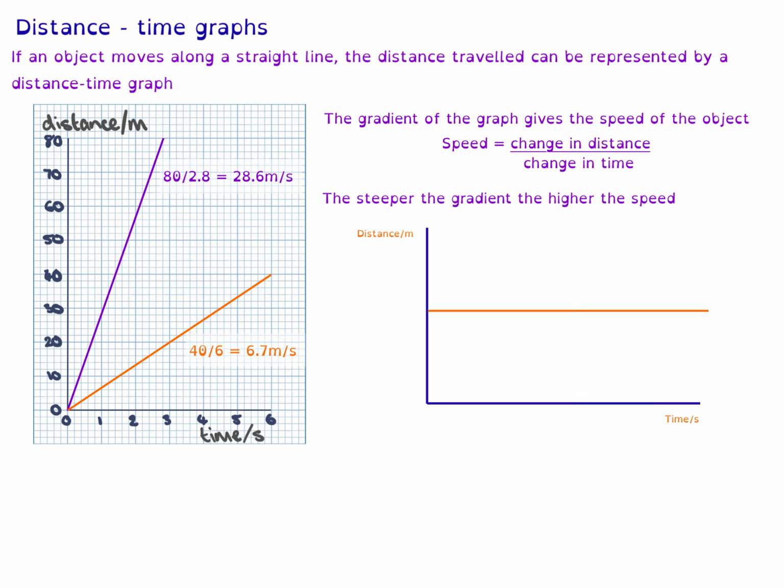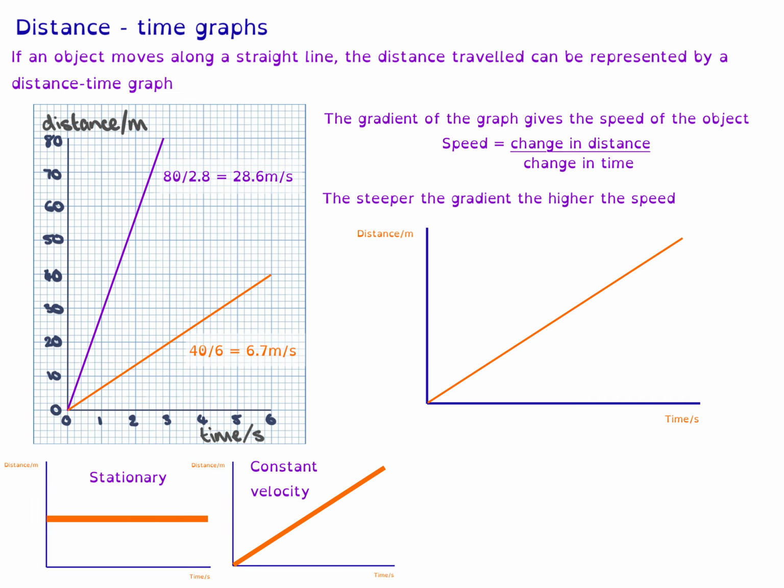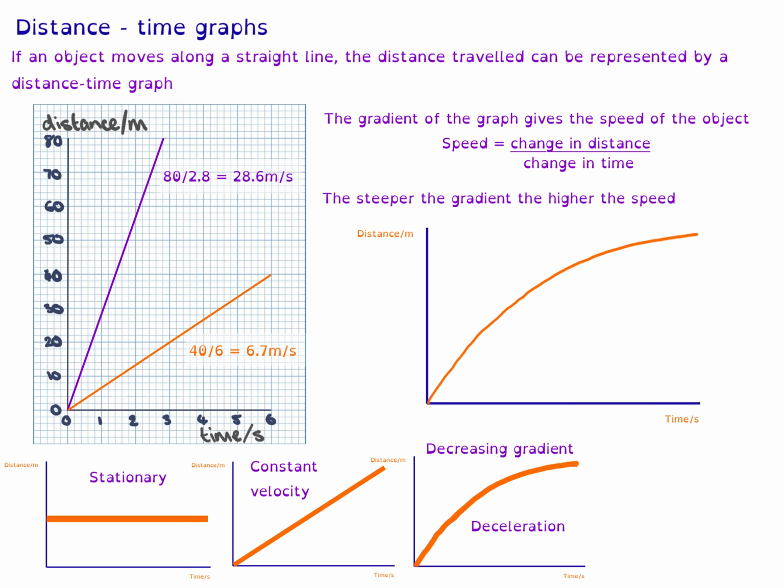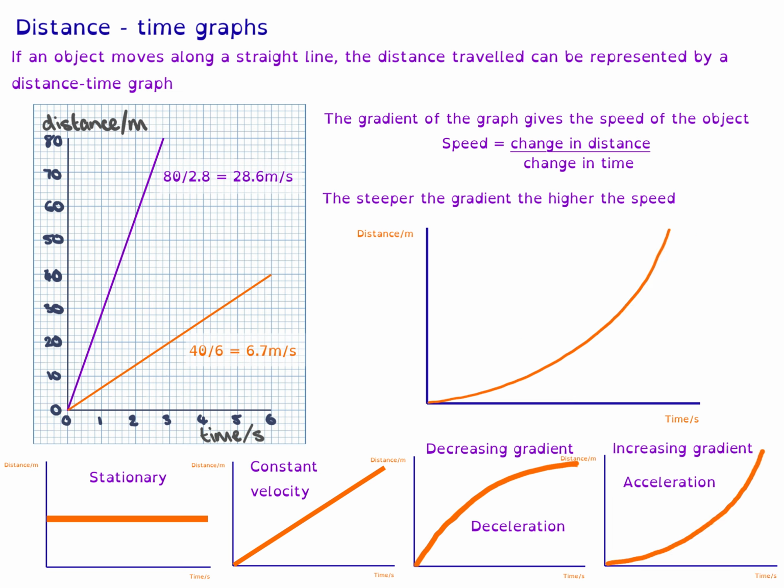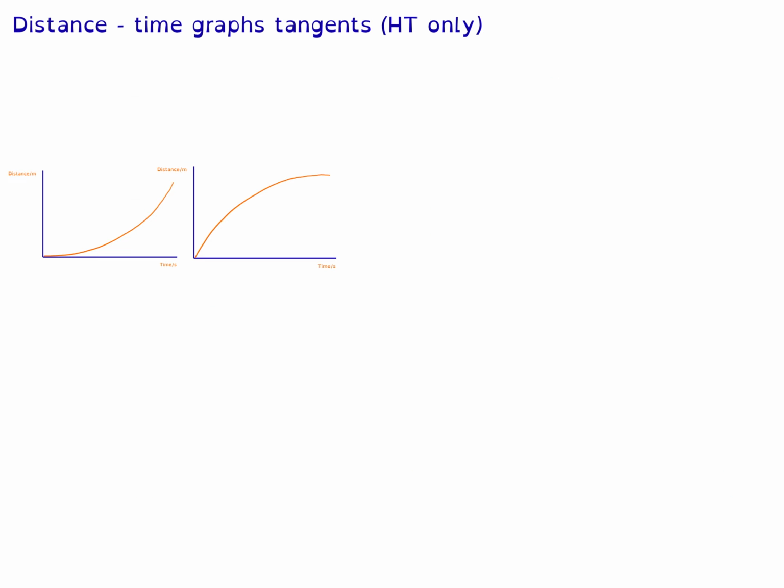There are some typical shapes of distance-time graphs that tell us certain things about the object. So a flat horizontal line tells us that the object is stationary. The diagonal line shows us that it's a constant velocity. If you've got a curve with a decreasing gradient, that shows that our object is decelerating. And if you have a curve with an increasing gradient, that shows that our object is accelerating, getting faster.